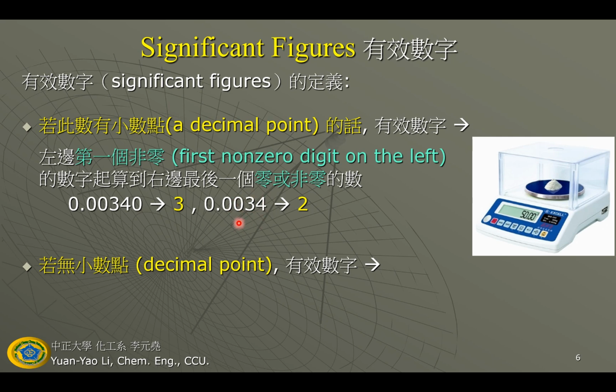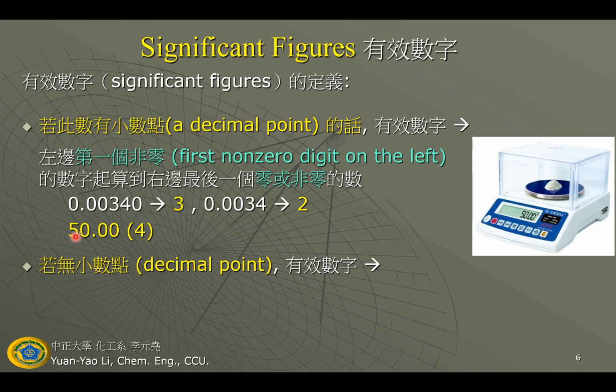And how about this? You count 1, 2. You have 2 significant figures. That means this has 3 significant figures and this has 2, although you see the same numbers. If you think of using a balance, this balance is better than this balance, because this one has 5 digits after the decimal point and this has 4. The significant figures for this number is 3, and for this number is 2.